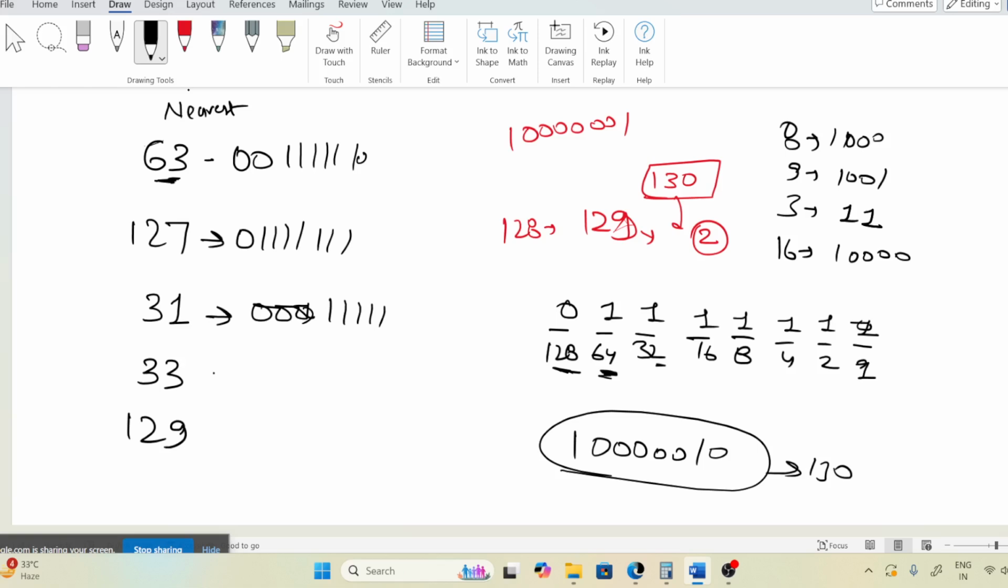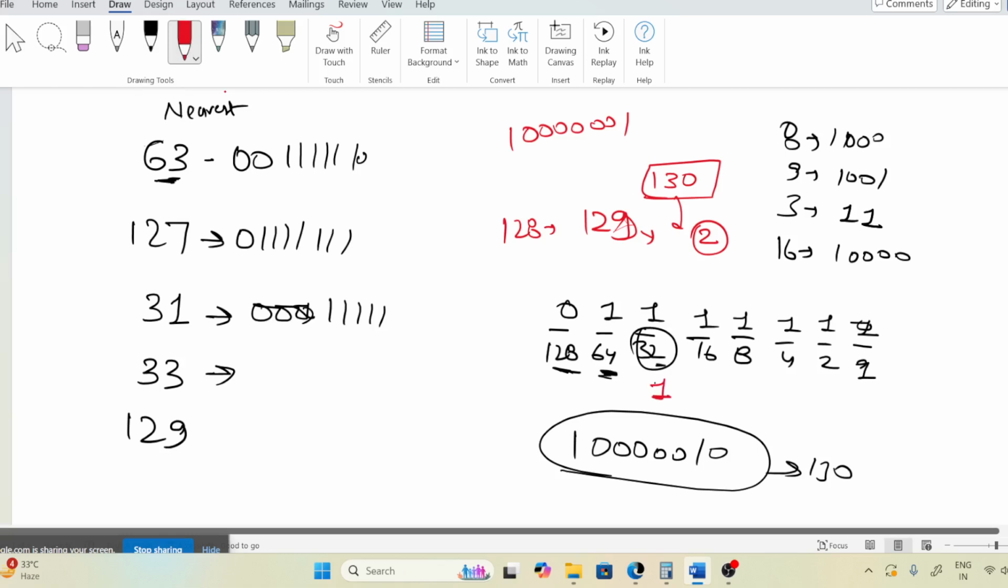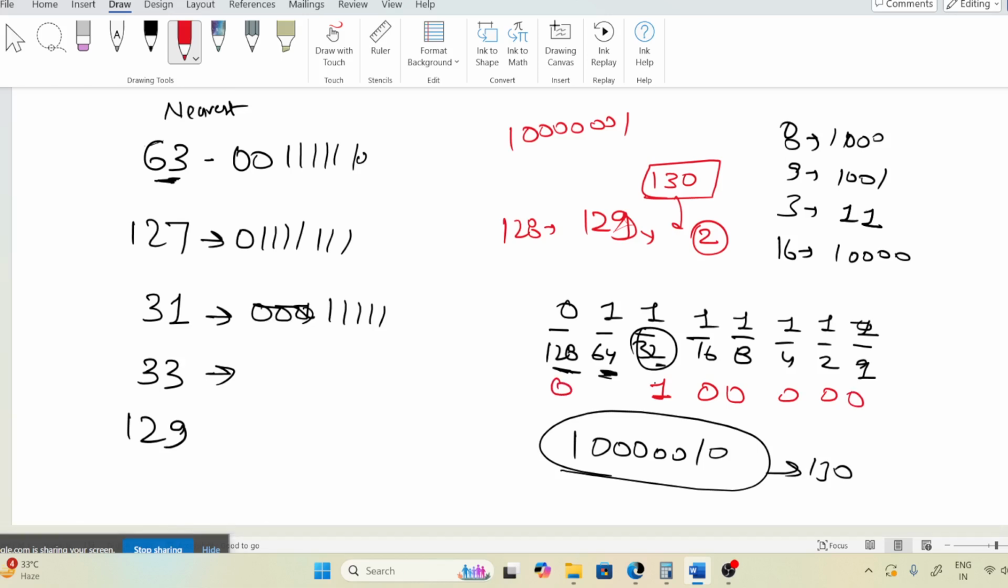Let's suppose I need to write 32. So we know that this number is 32, so I can write here 1. So it will become 32. But I need 1 extra here, so instead of 0, I will write here 1. So this number will become 31 here.